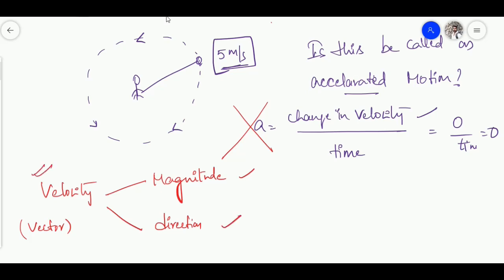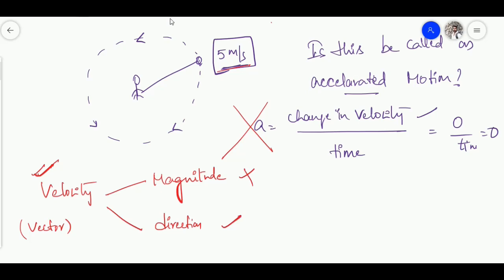When the direction of the object is changing, I can say velocity is changing. That means if any one of these factors, either magnitude or direction or both, is changing, I can say the velocity is changing. In this example, the magnitude is not changing. It's been constantly 5 meters per second throughout the time, but the direction is being changed.